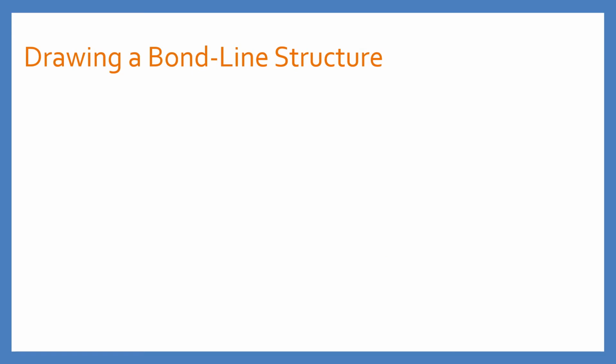So let's talk about drawing and interpreting bond line structures. I'm going to start with just a really simple molecule. We're going to go with propane. Propane is a 3-carbon molecule, which also has 8 hydrogens. So I want you to notice a couple things about the way that I drew propane. One, that took a really long time, right? For such a small compound, that took a really long time.